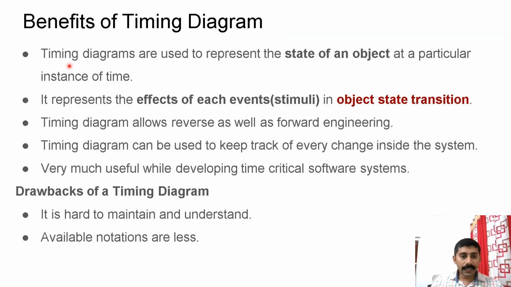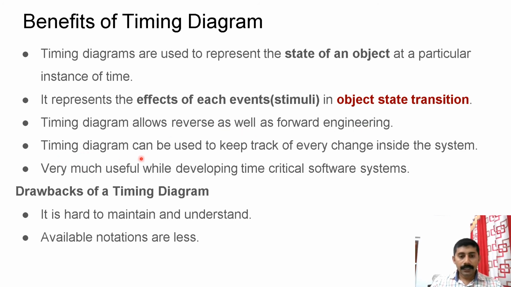Benefits of a timing diagram. Timing diagrams are used to represent the state of an object at a particular instance of time. They represent the effect of each event or stimuli on an object's state transition. A timing diagram allows reverse as well as forward engineering.